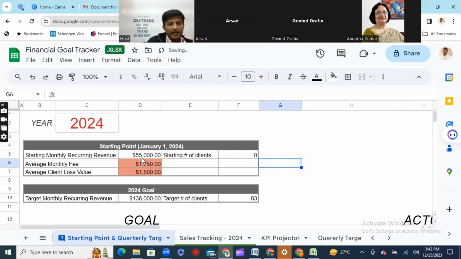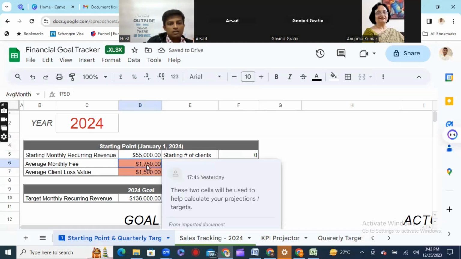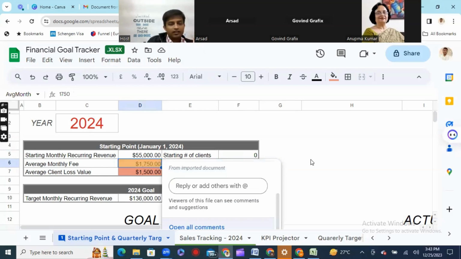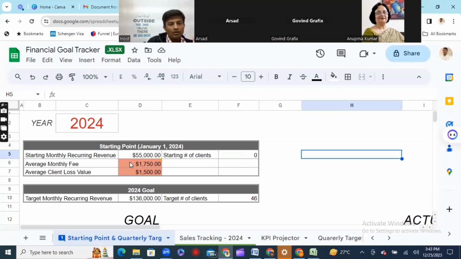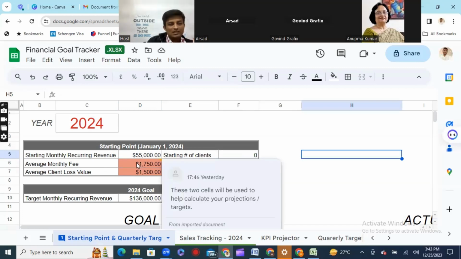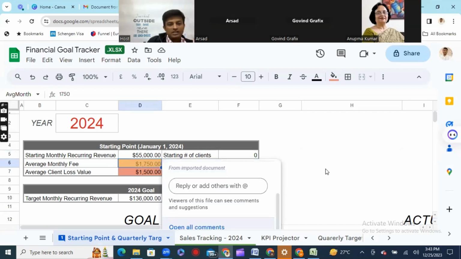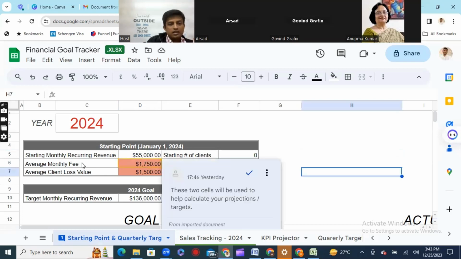At the start, the number of clients and your monthly income. This is your product size, the dollar amount that is your monthly fee. For example, if you think it is 1,000 rupees, you write 1,000. If it is 5,000, you write 5,000. If it is 1 lakh, you write 1 lakh. You can change it here, and all the changes will be made accordingly.